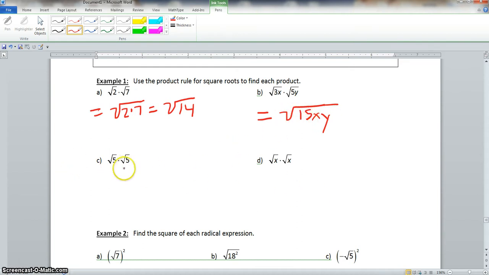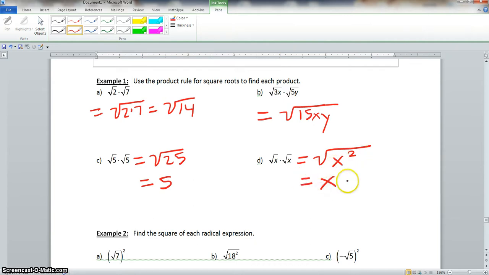Okay, now we come here to C. We have the square root of 5 times the square root of 5, which we know is the square root of 25. And the square root of 25 is just 5. Now we look here at D. We have the square root of x times the square root of x, which we know is the square root of x to the second power. Now the square root of x to the second power, that answer would just be x, because we know x times x gives us x squared. So that is it for D.